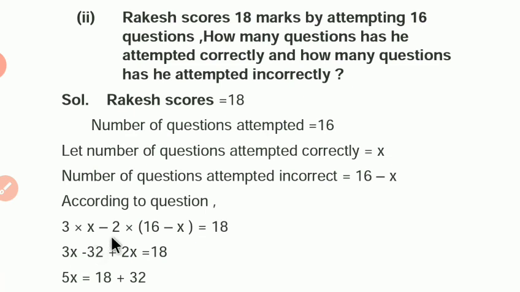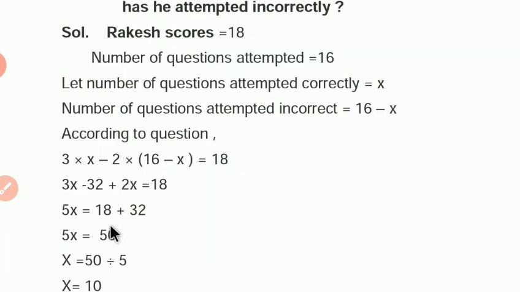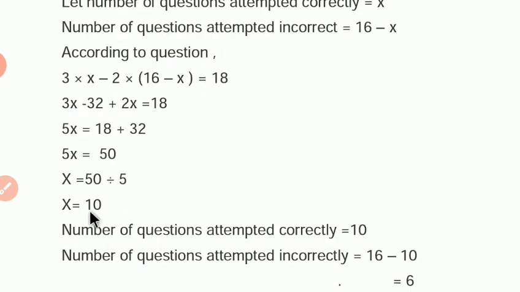So 3 into x, 3x minus. Here we have to multiply 2 first by 16, then 2 by x. So 2 16s are 32 and minus 32. Then minus 2 you have to multiply by minus x. So minus times minus is plus 2 into x, 2x, which is equal to 18. So first we'll solve the x variable. So 3x plus 2x, 5x. Here minus 32 is given. So on this side we change it into plus 32. So 18 plus 32, 50.